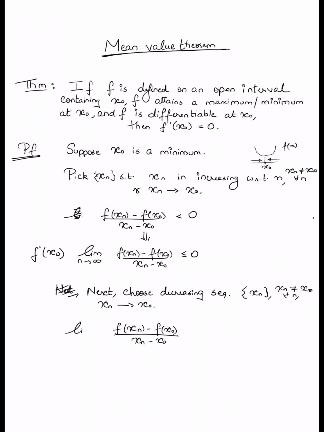So once again, the limit of this as n goes to infinity must now be greater than or equal to 0, but this limit must also in fact match the derivative at x naught, right? Because the derivative exists. So if the derivative has to be greater than or equal to 0 and less than or equal to 0, the derivative must be equal to 0.